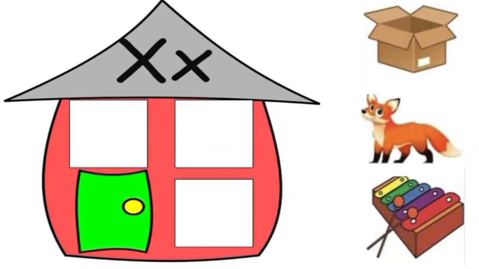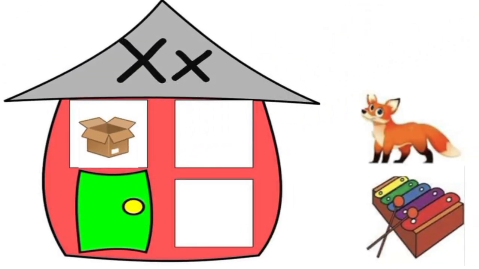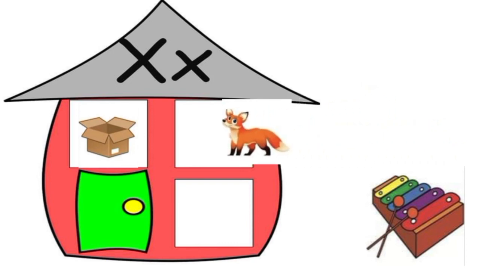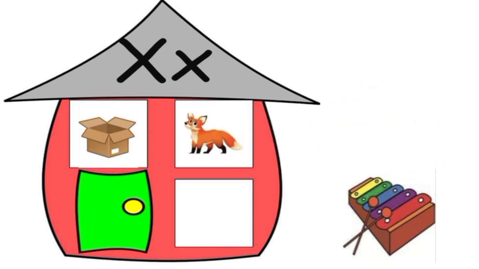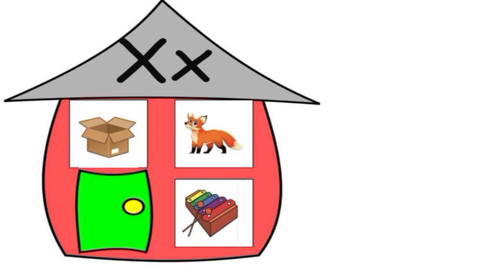X. X is for box. X is for fox. And X is for xylophone.